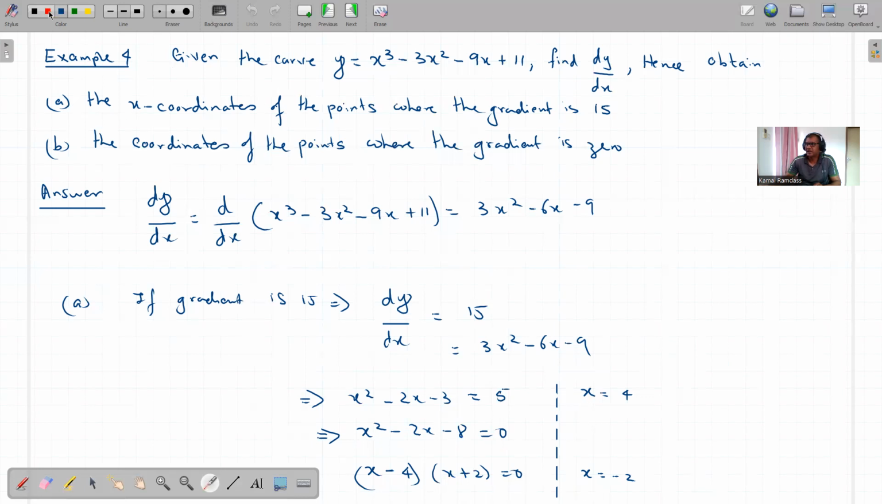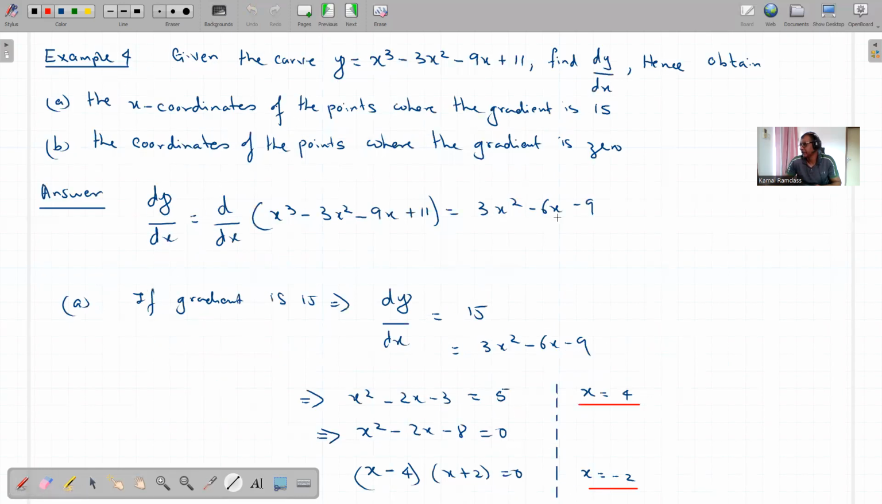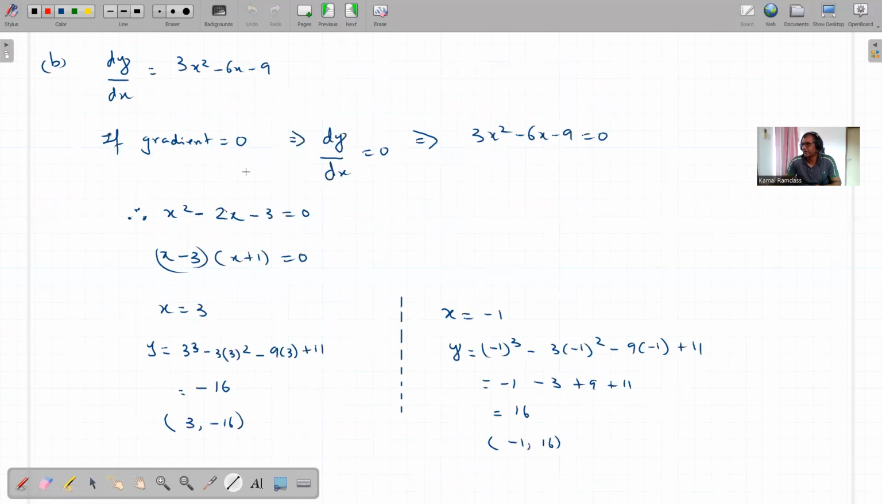Et ça, c'est the x coordinates of the points where the gradient is 15. Après, find the coordinates of the point where the gradient is 0. Ça veut dire dy by dx, nous finissons de calculer. Nous equate ça to 0.